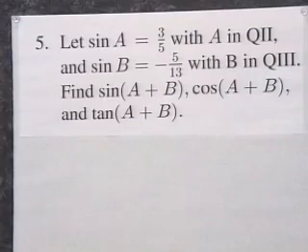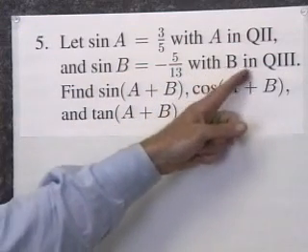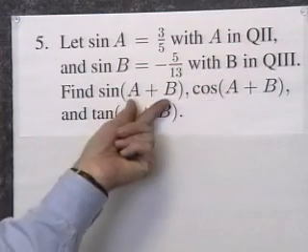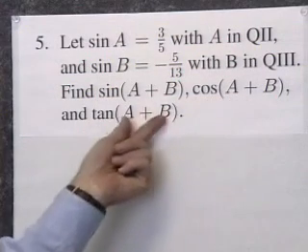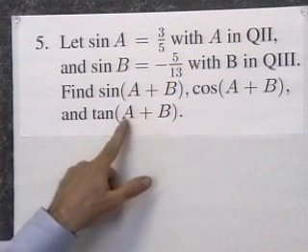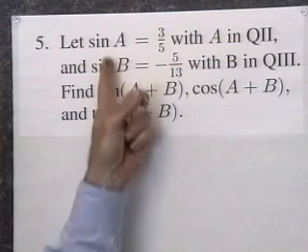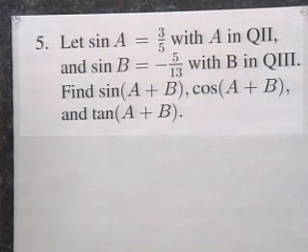So if sine A is 3/5 and A is in quadrant 2, and sine B, another angle, is negative 5/13 with B in quadrant 3, let's find the sine of A plus B, cosine of A plus B, and tangent of A plus B. Well, I know all of these formulas simply depend on the sine of A, cosine of A, sine of B, and cosine of B. So I'm going to find sine and cosine of A and B. Here I have the two sines. Let's find the cosines also to begin with.